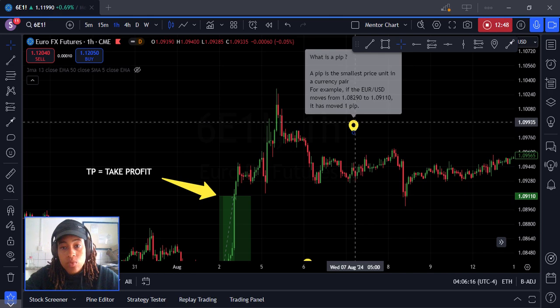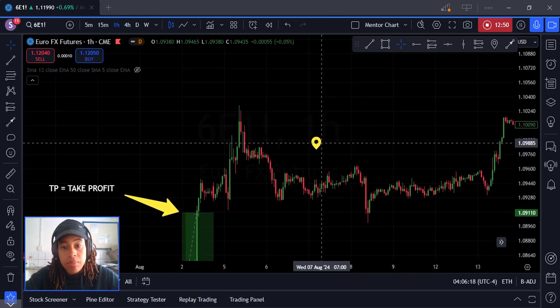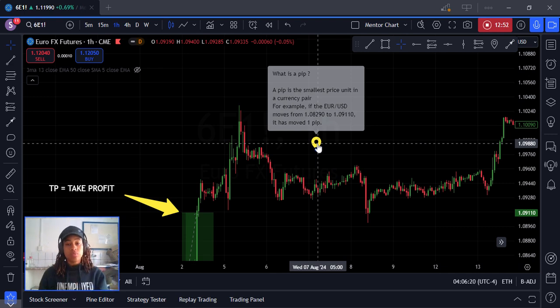And right here, what is a pip? So day traders, they will be like, I just catched 10 pips on Euro USD, for example. I just catch 20 pips. I just catch 100 pips, 400 pips. Pips, pips, pips. What is a pip? A pip is the smallest price unit in a currency pair. For example, if Euro USD moves from, you see those numbers, it has moved 1 pip.